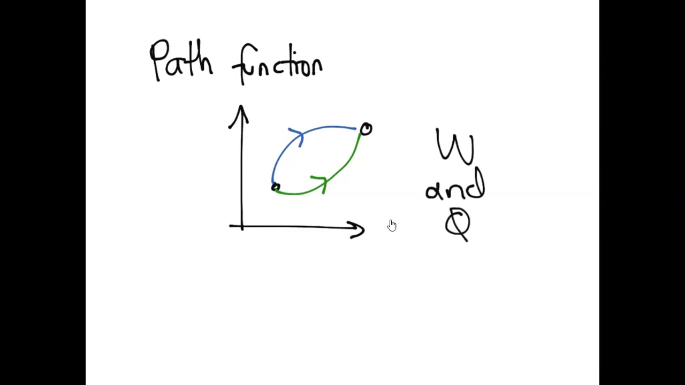And work, if you have, for instance, a PV diagram, is equal to the integral of PdV. And this work, the integral of PdV, since it's an integral, is the area below the curve. So, for instance, the blue path has more work than the green path in this example, because the area below the curve is different. So that's a path function, and heat is also a path function.